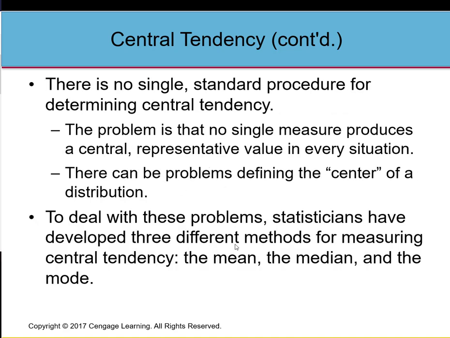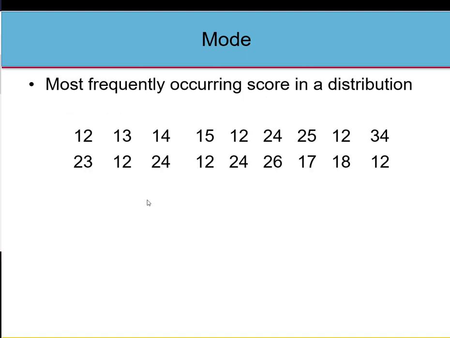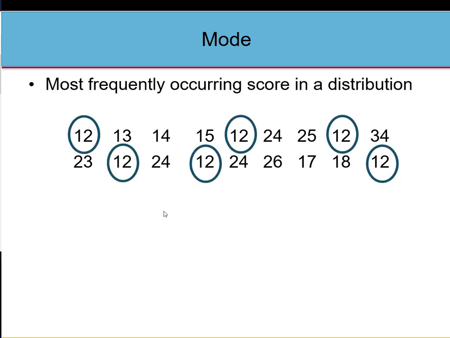One of the reasons why we have different ways of doing this is that there's no single measure that produces a central representative value in every situation, and there can be some problems to finding the center of a distribution, so we talk about the mean, the median, and the mode. Alright, so the mode is the most frequently occurring score in the distribution. So here we can see that it's 12.